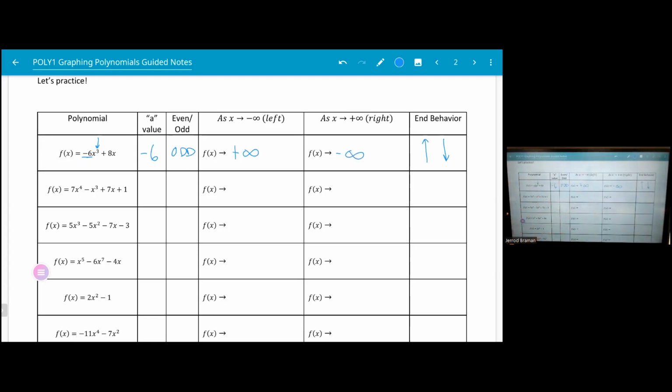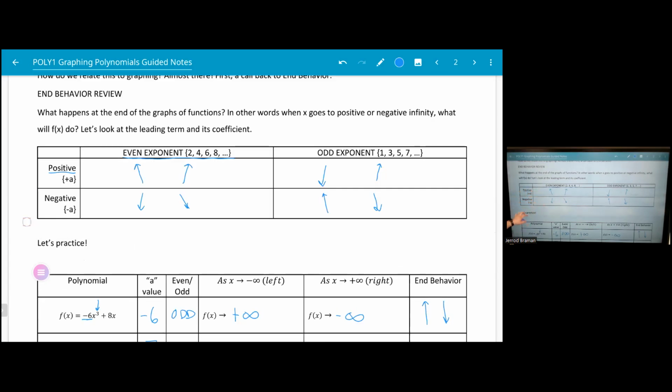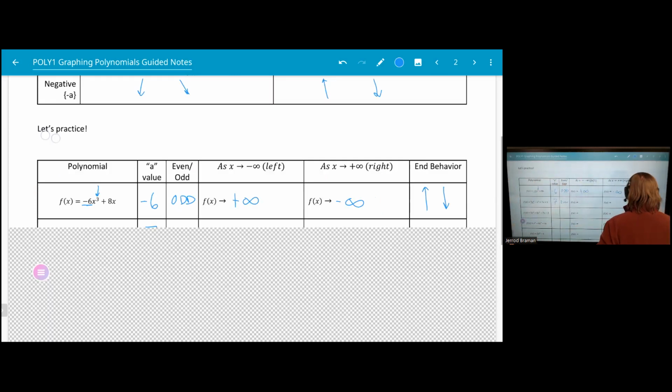I'm going to do one more example. This is in standard form. My biggest exponent is 4, so I have an even exponent. My coefficient is a positive 7. 7 is positive, so I have positive a, and I've got an even exponent, which means my end behavior goes up and up.